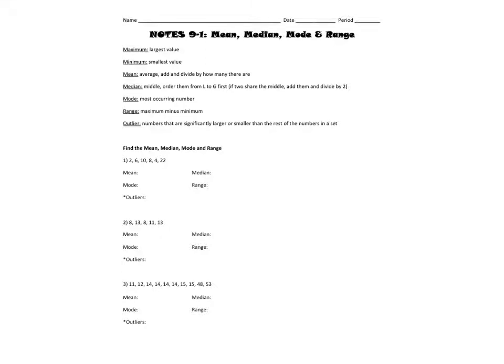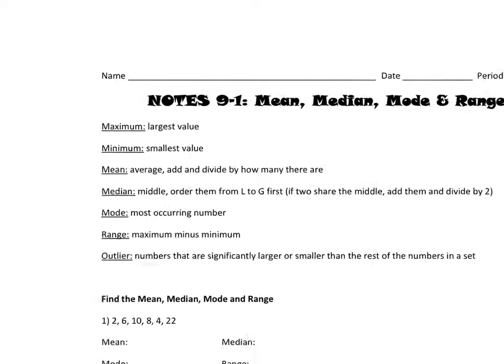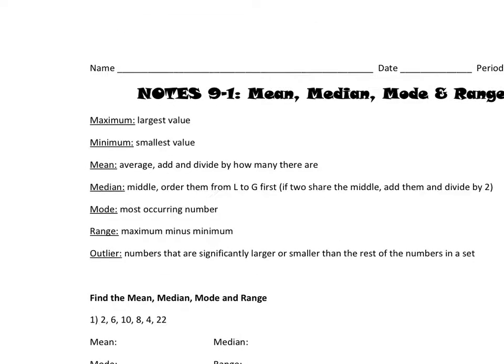This is going to be the 9-1 notes for 7th grade. We're going to be hitting mean, median, mode, and range. Really, the best thing to help you out on here are just your definitions. Maximum and minimum values, just largest and smallest.